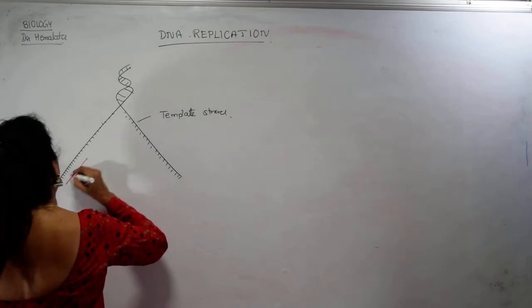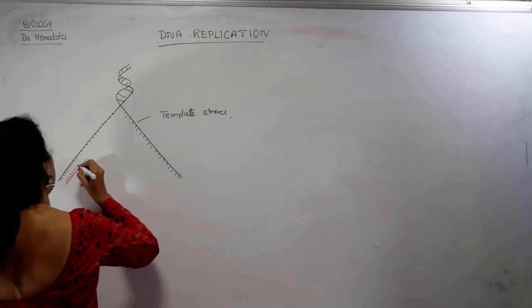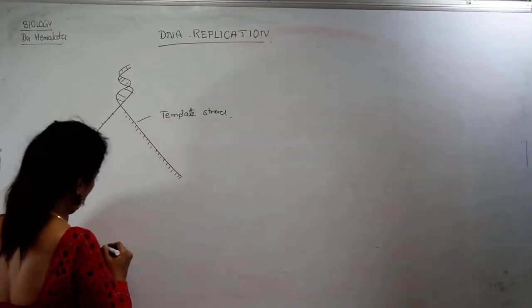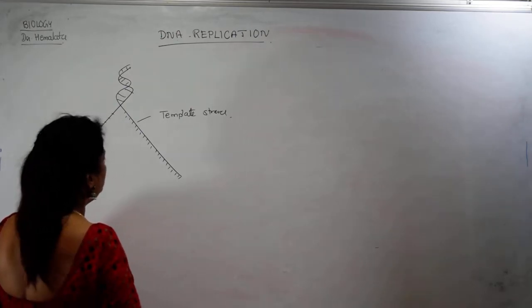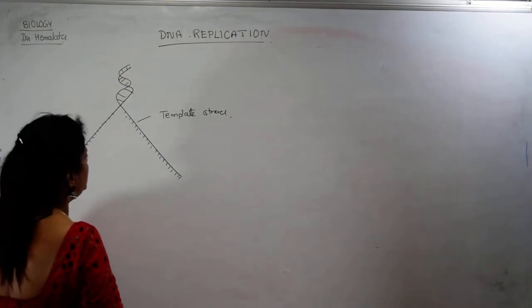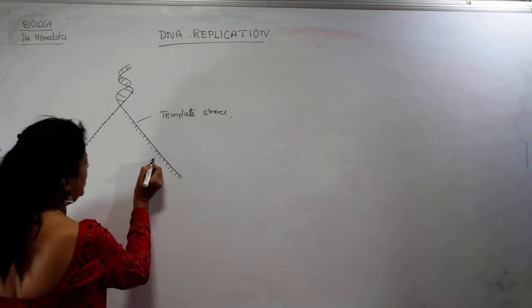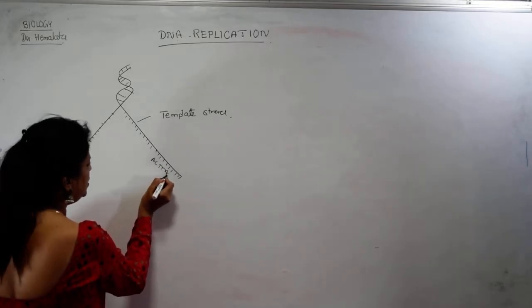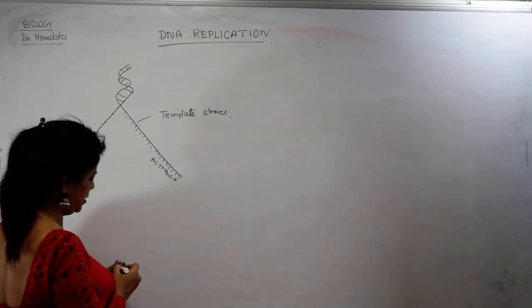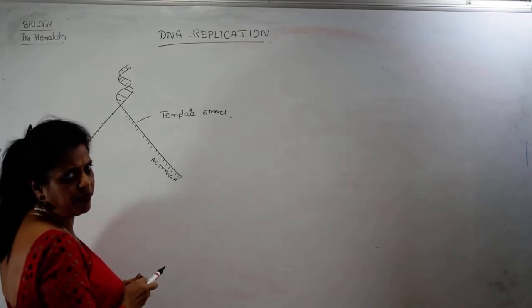This is the new copy. Based on the nitrogen bases present on this, the new copy is formed. Imagine the nitrogen bases present on the template are A, C, T, T, A, G, G, A. Something like this, something I have written. It's not written very perfectly.